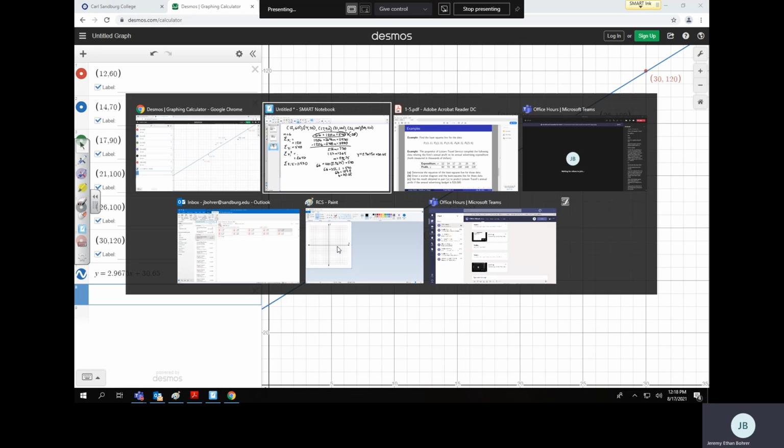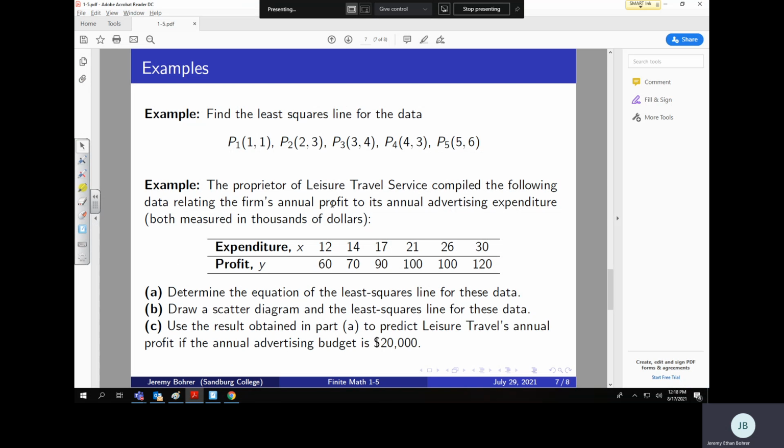All right, so let's look at our last question on this. Use the result obtained in part A to predict leisure travel's annual profit if the annual advertising budget is $20,000. Okay, well, this just means that we take, excuse me, my throat gets really dry when I talk for a while like this.